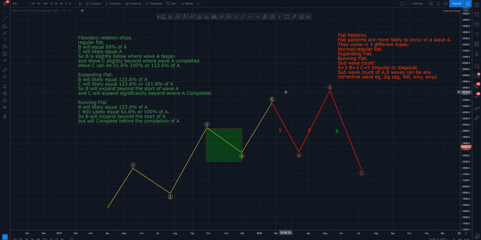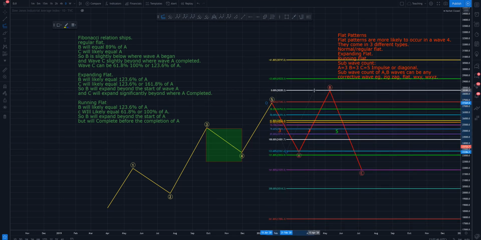The next pattern we're going to look at is the running flat pattern. Now in this situation, B will likely equal 23.6% the length of A. We know that's here because it was the same in the expanding flat. C will likely equal 61.8% or 100% the length of A. So let's just do that quickly. Here is the 61.8% extension of the wave A. Here is the 100% extension of the wave A.